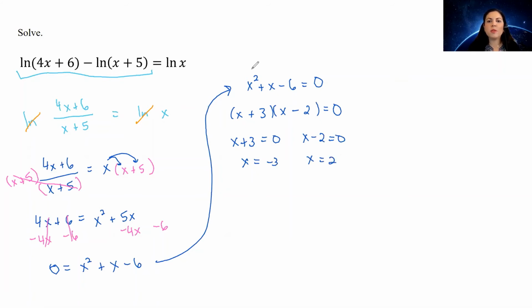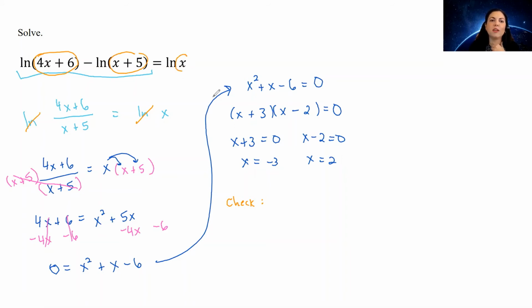Now, as we saw with the previous example, we don't want to automatically eliminate this x equals negative 3. You need to look at it in the context of your original problem. So if I plug in negative 3, will it cause any of these to be negative? If it does, then we have the problem.